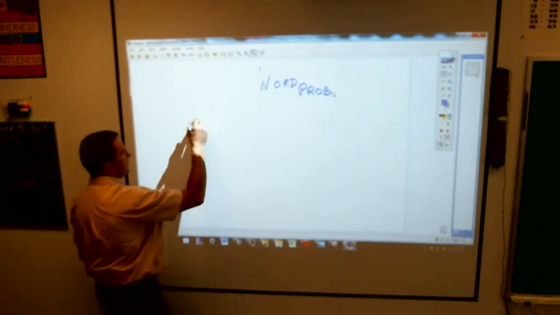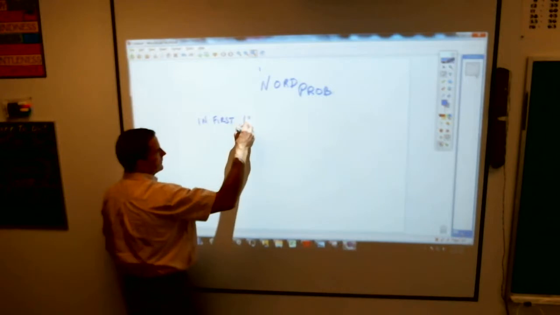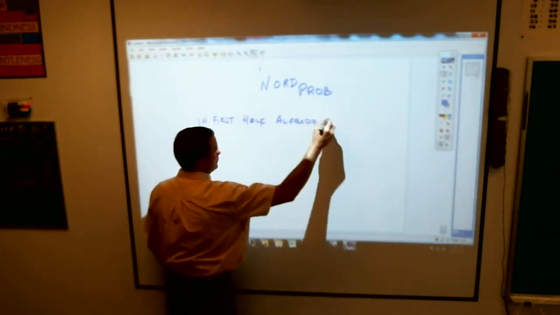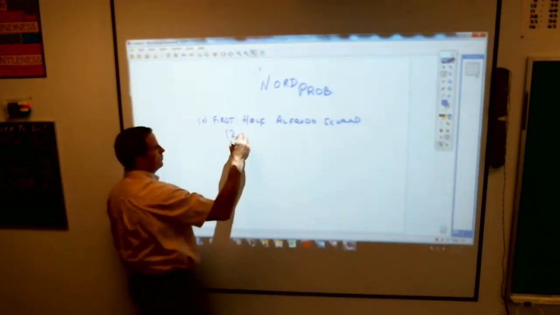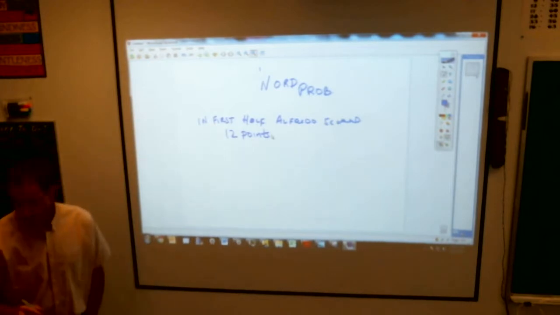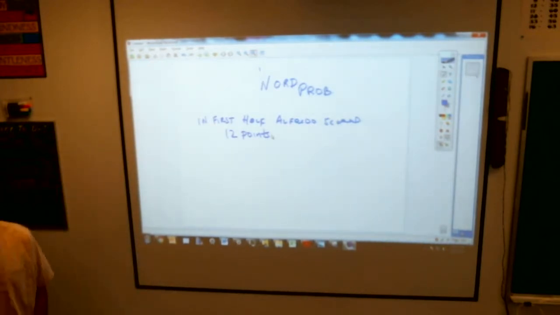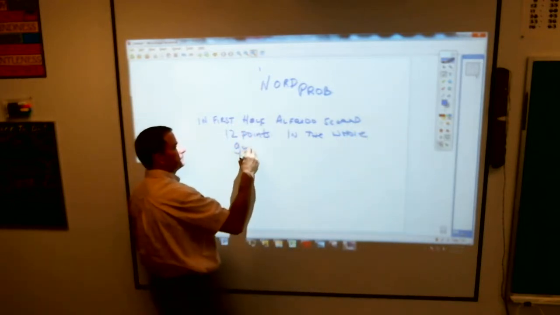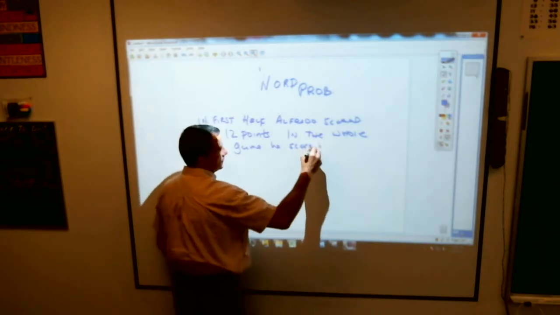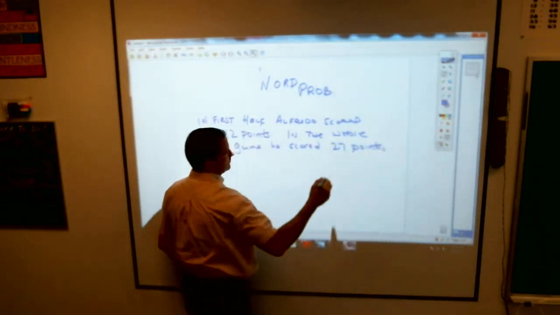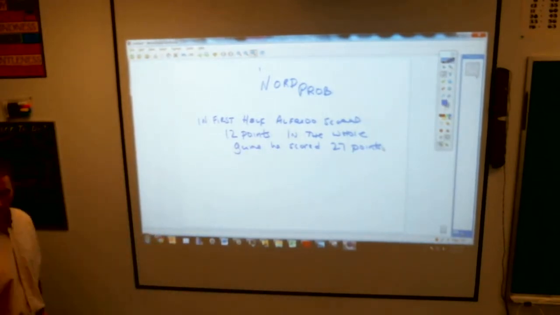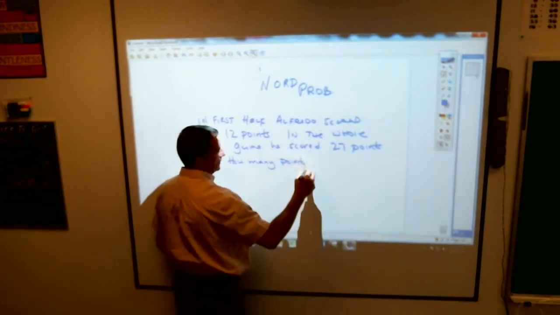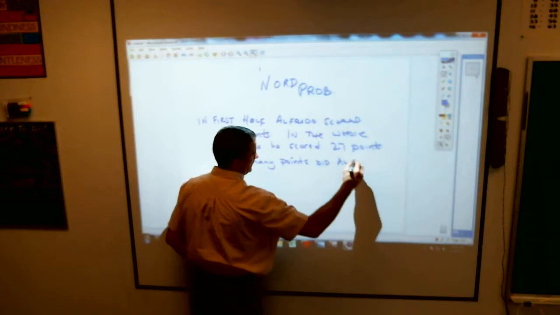In the first half of the game, Alfredo scored 12 points, or puntas. In the whole game, he scored 27 points. In the whole game, he scored 27 puntas. How many points did Alfredo score in the second half?